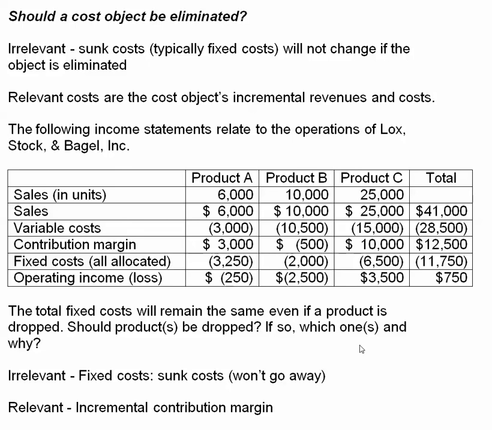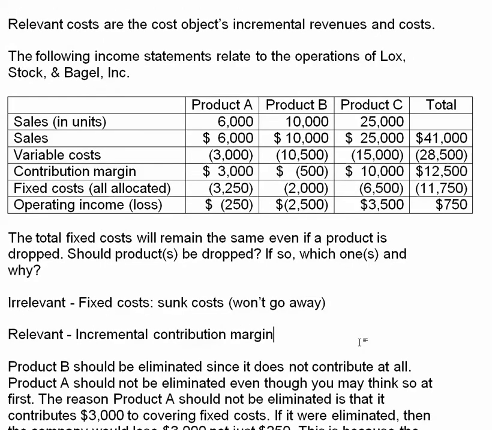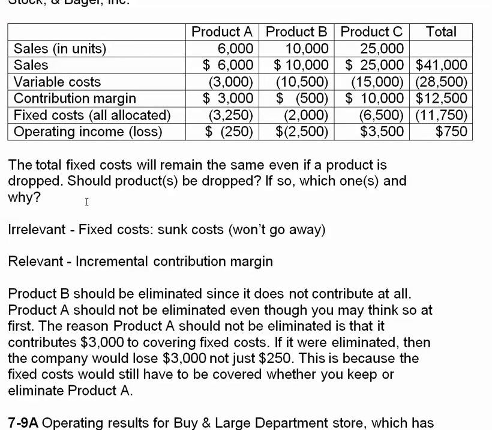So again, to sum it up, to decide whether to eliminate or not, you want to look at only the relevant costs. Okay, the fixed costs are irrelevant, they won't go away. The end result, product B should be eliminated since it doesn't contribute at all. It's losing 500 as you keep that product.